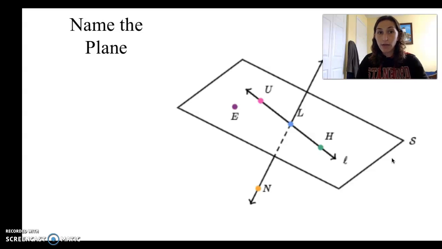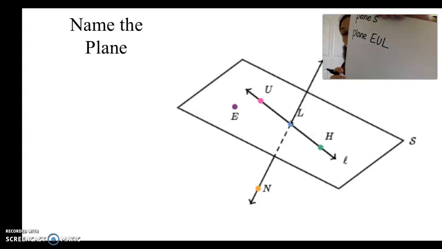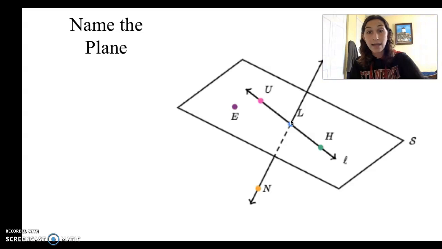I also know that when I'm naming a plane, any 3 points, sorry about that, I have a dog, any 3 points make a plane. So I could call it plane E, U, and L, because those 3 points are in a plane. I can also call it plane H, let's say H, L, and E.